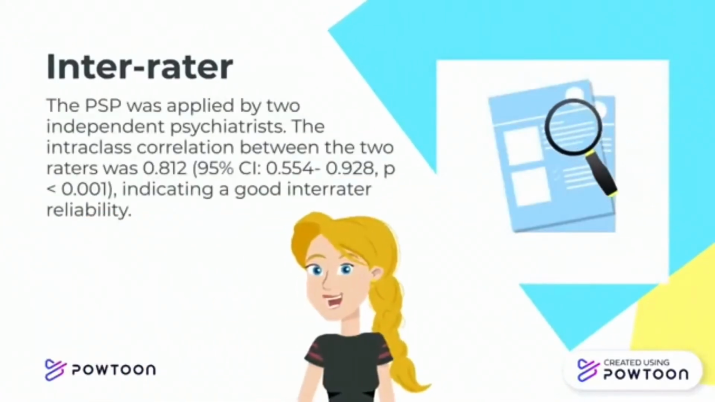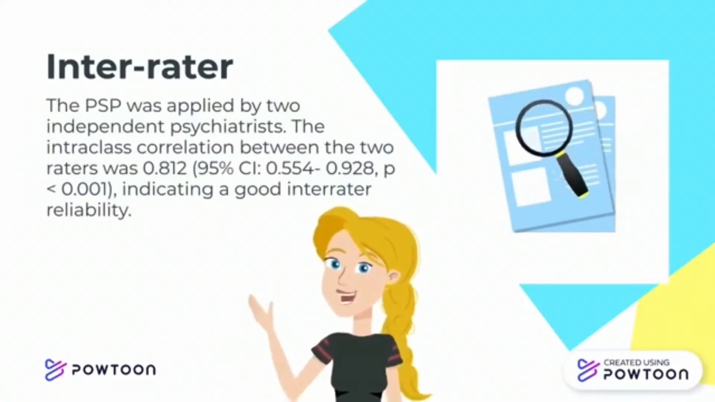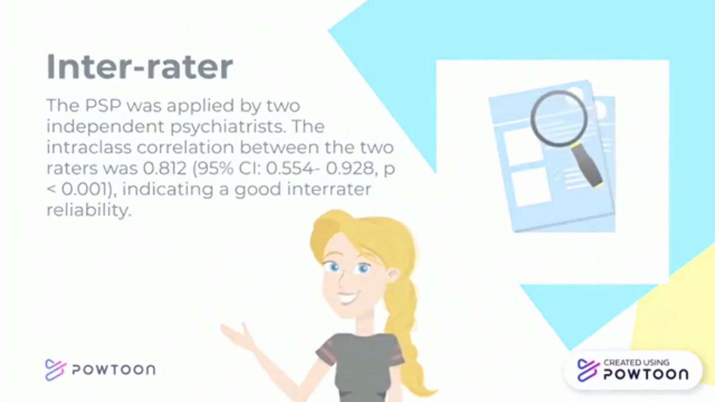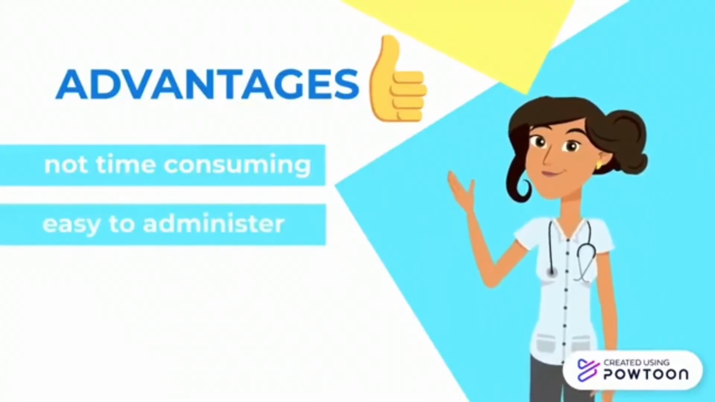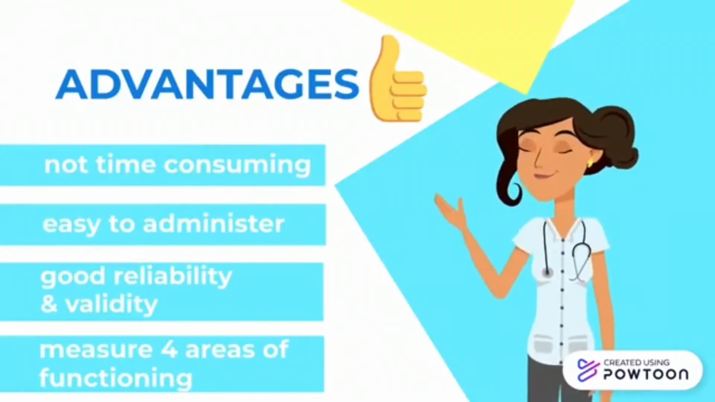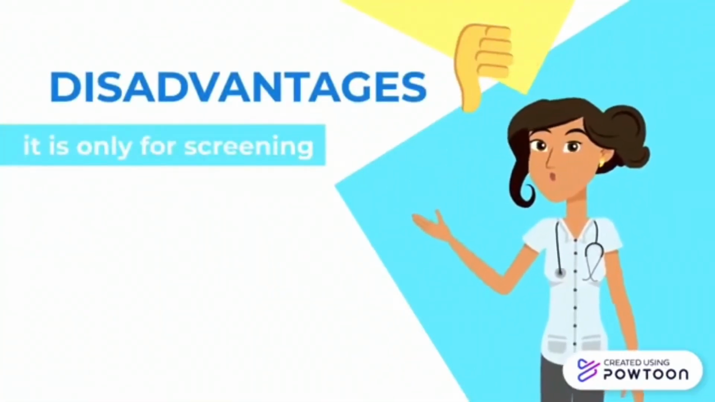For the inter-rater reliability, the PSP was applied by two independent psychiatrists, and the results indicate good inter-rater reliability. The advantages of the PSP are that it is not time-consuming, easy to administer, has good reliability and validity, and measures four areas of functioning. For disadvantages, it is only for screening.